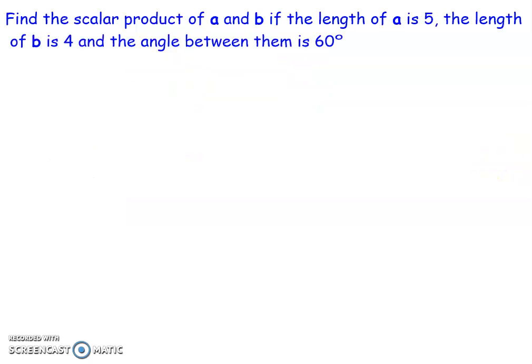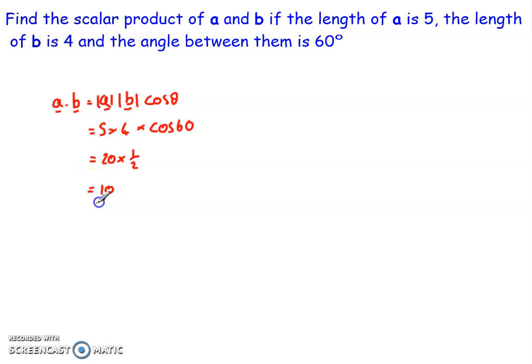Second example, let's imagine I want to find the scalar product of A and B. This time though I'm telling you the magnitude of both vectors, i.e. the length of them, and the angle between them. So this time, what I want to do is use the formula A dot B is equal to the magnitude of A times the magnitude of B times cos theta. So in this case, magnitude of A is 5, times 4, times cos of 60. That gives me 20 times cos of 60, which is a half, so it's going to be 10. So my scalar product is 10 in this case.